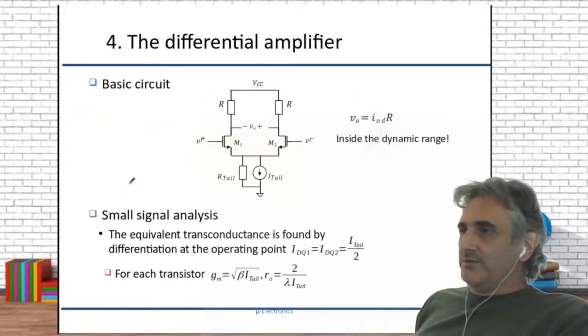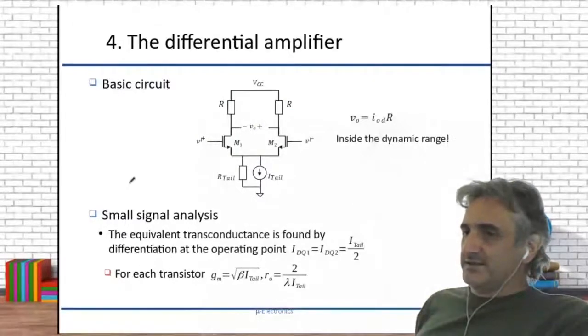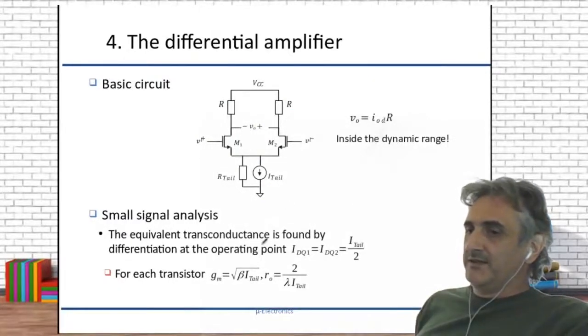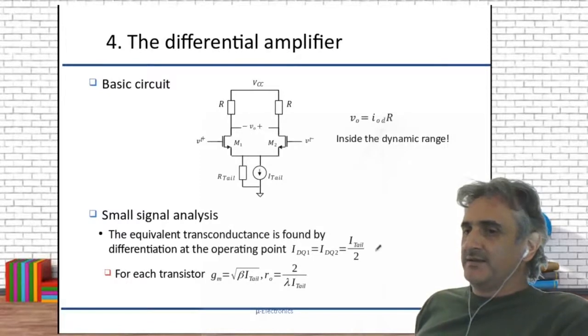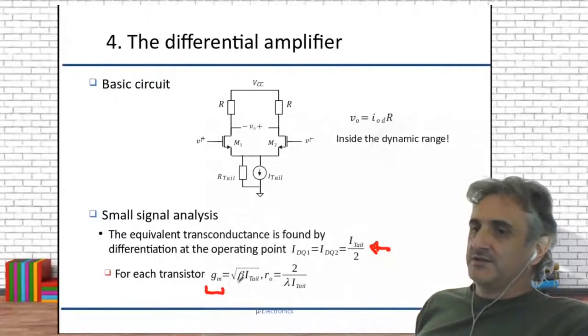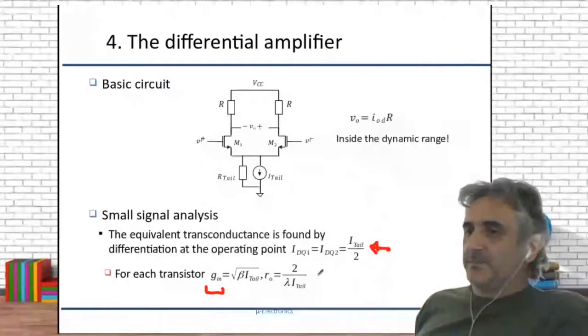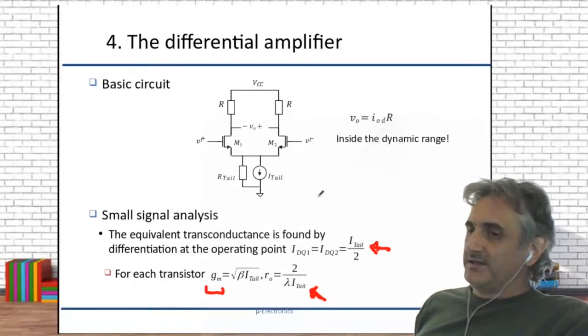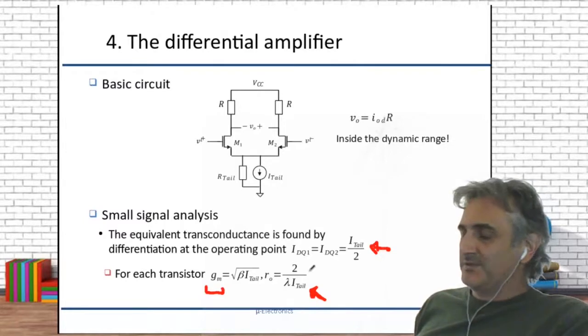So, first of all, we will see how this is working in the small signal analysis. For that, we will find the equivalent transconductance by setting this point for each of the transistors. At each transistor, we found that the transconductance is just the square root of beta multiplied by the current, and the output resistance is just 2 over lambda I tail. And this 2 is just caused by the definition of the tail current. Just remember how to calculate the small signal models from transistors.